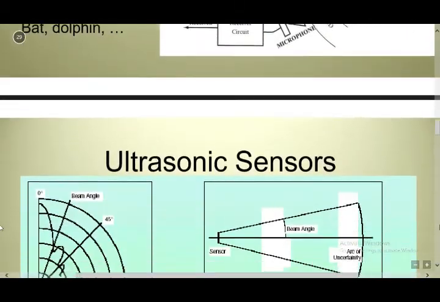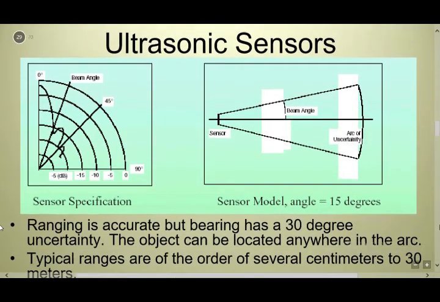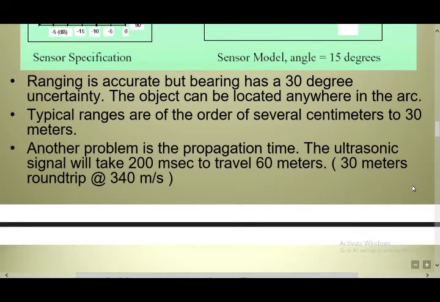Same formula. Ultrasonic sensor: in this figure you observe the ultrasonic sensor response, with degrees on the x-axis and time, and a 45 degrees beam angle. This is the sensor and the beam angle. Sensor model equals 15 degrees. Sensor specification: range is accurate but bearing has 30 degrees uncertainty. The object can be located anywhere in the arc. Typical sensor ranges are on the order of several centimeters to 32 meters.